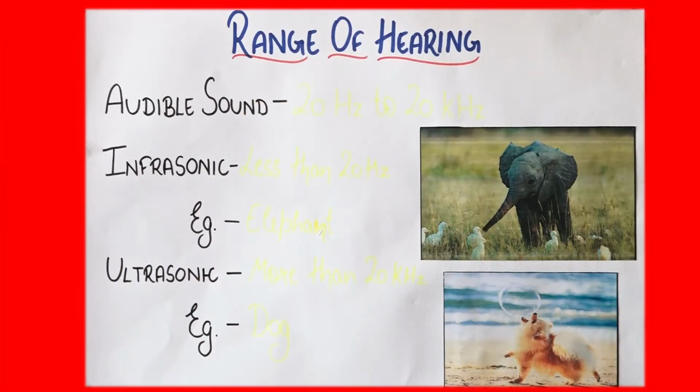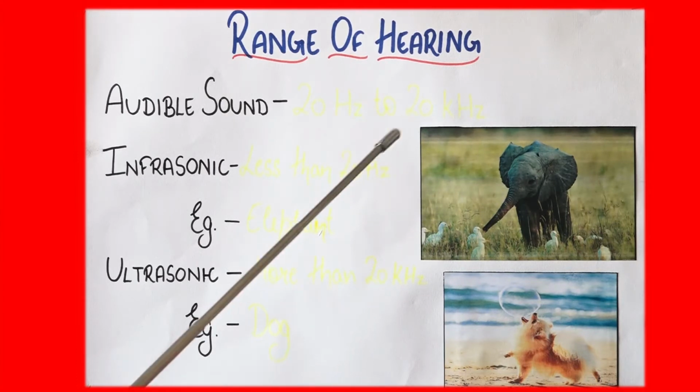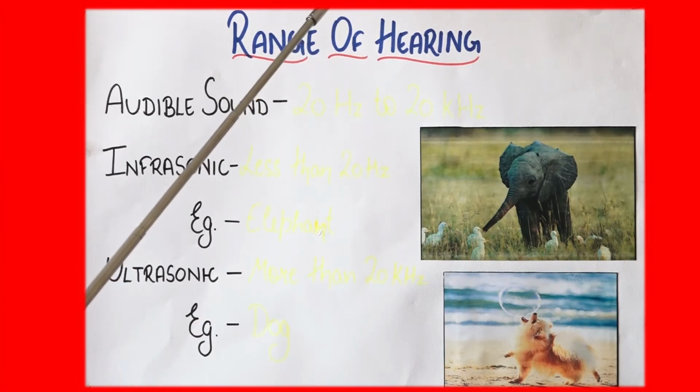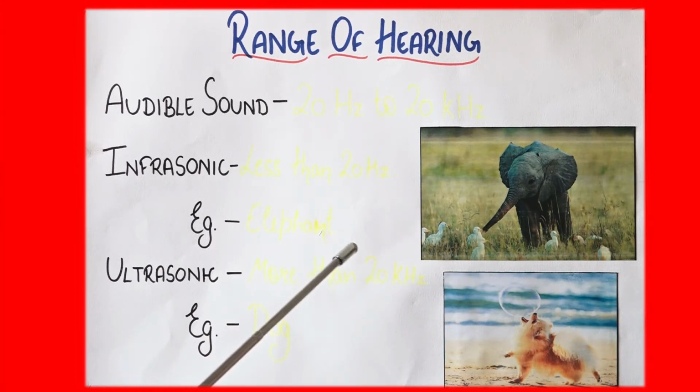Range of hearing of sound. The range of frequency to which our ear is sensitive is called the audible range. For humans, the audible range is 20 Hertz to 20,000 Hertz. As we grow old, our audible range becomes shorter. The upper limit of the frequency is much higher in children than in older people.